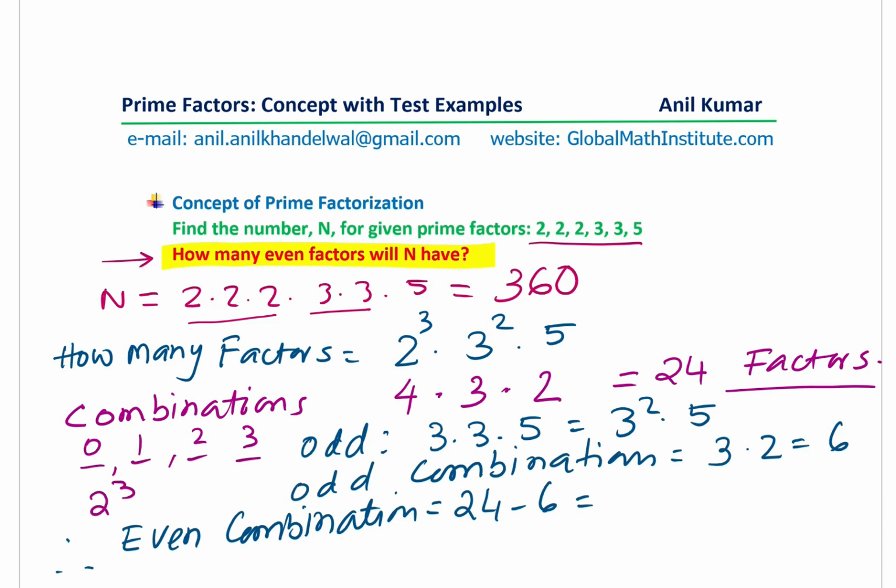Is that clear? Which is 18. So we have our answer. 18 is the even combinations. And how did we figure this out? We found the total number of combinations is 24, out of which 6 are odd, rest are even. Even combinations will have at least 1 2, but it should have a 2, right? That is how we figure this out.